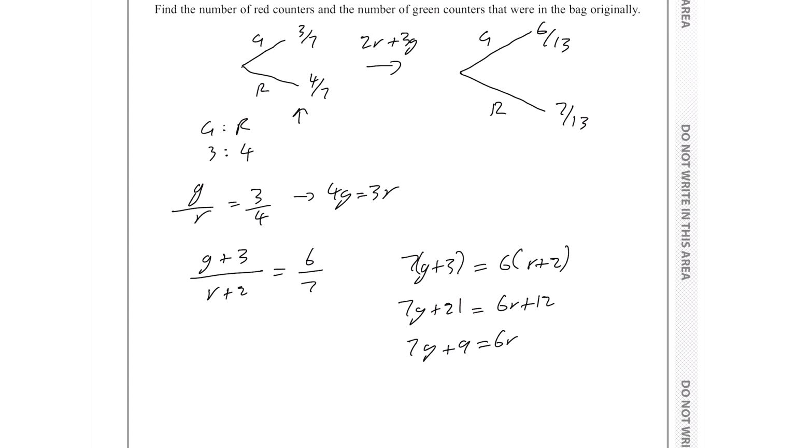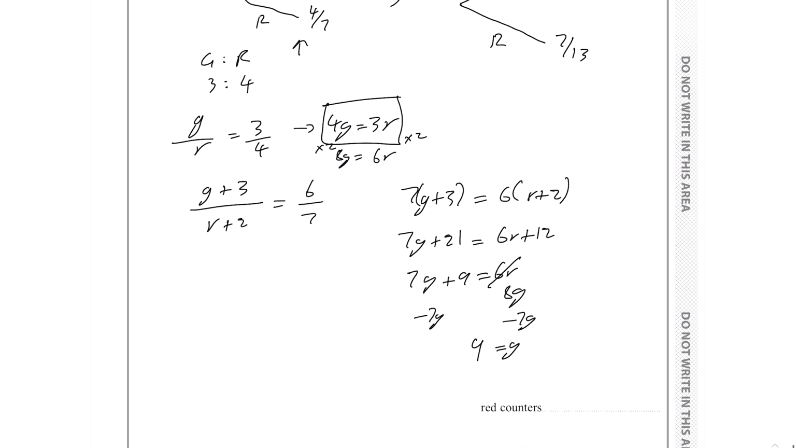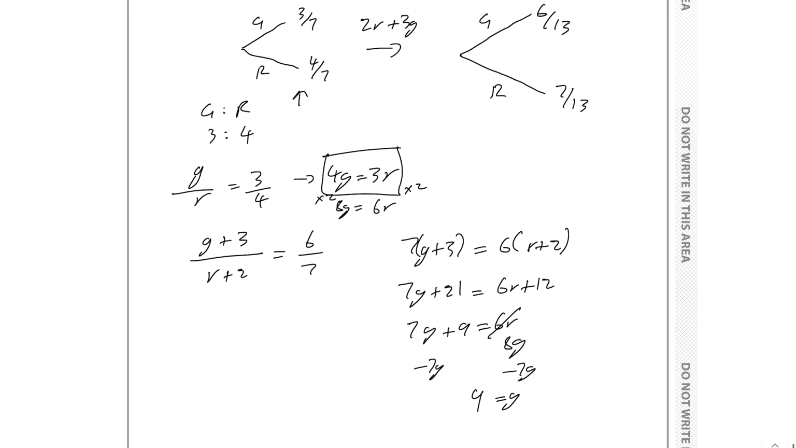Okay, and then we can see here, this can be written for 6R. So if I was to turn this into 6R, I'll have to times this by 2, times this by 2, which then becomes 8G. So I can replace this with an 8G. And if I subtract each side by 7, I'm left with G is equal to 9. So green counters is 9.